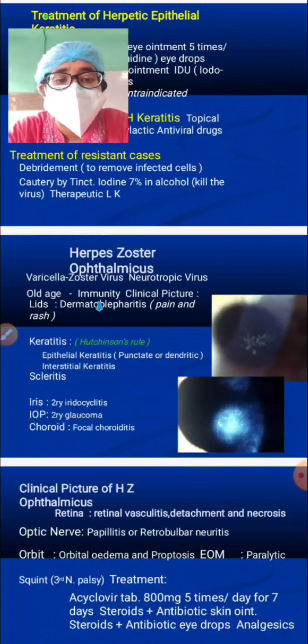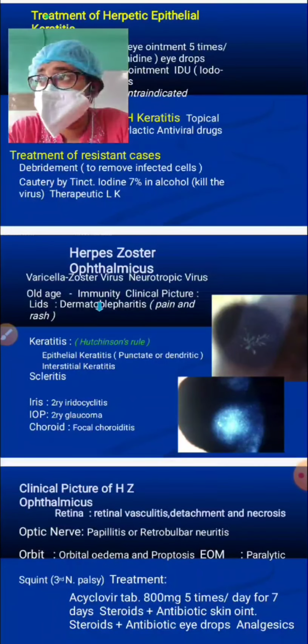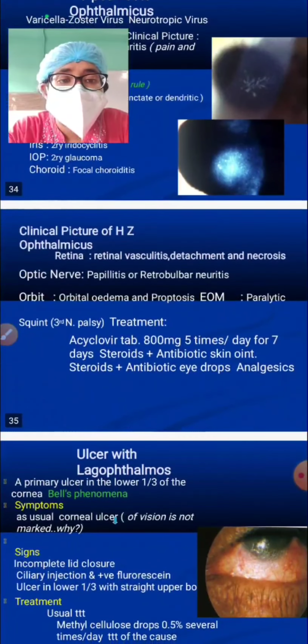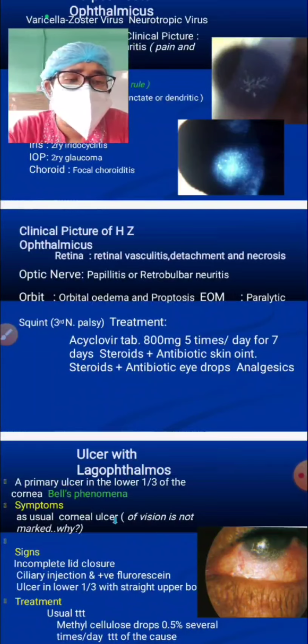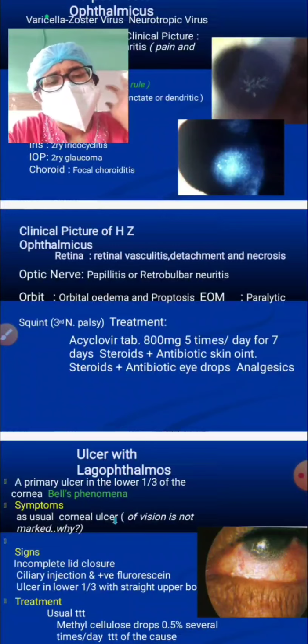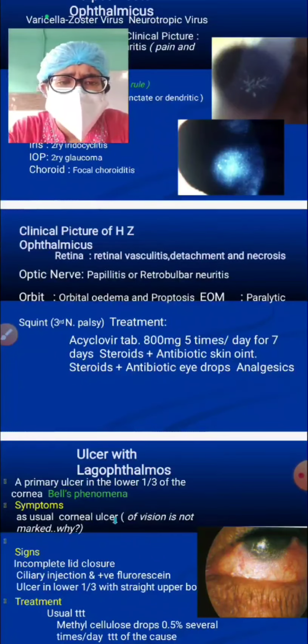And along with that, there will be involvement of cornea. So in those cases, you need to give systemic acyclovir. How much? 800 milligram 5 times a day for 7 to 10 days, and then as it resolves, 3 times for 5 more days. Like that, you will find everything in your book, so you do not have to worry. Just you need to know the basics.